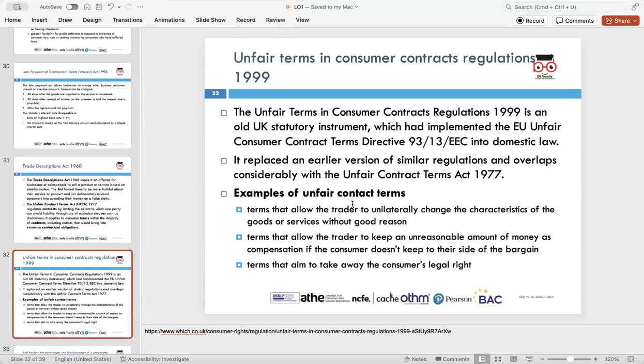So examples of unfair contract terms include terms that allow the trader to unilaterally change the characteristics of goods, terms that allow the trader to keep an unreasonable amount of money as compensation if the consumer does not keep their side of the bargain, and terms that aim to take away the consumer's legal rights.